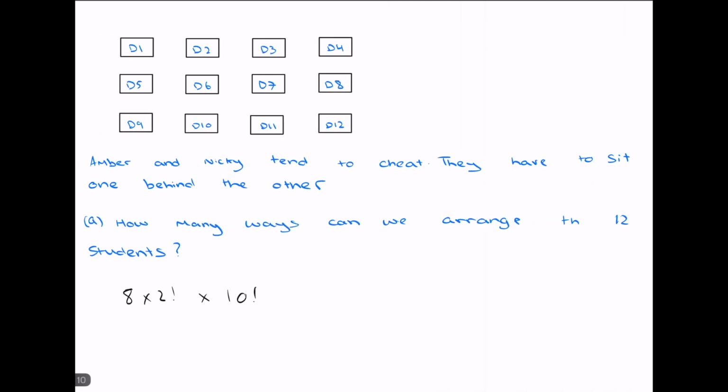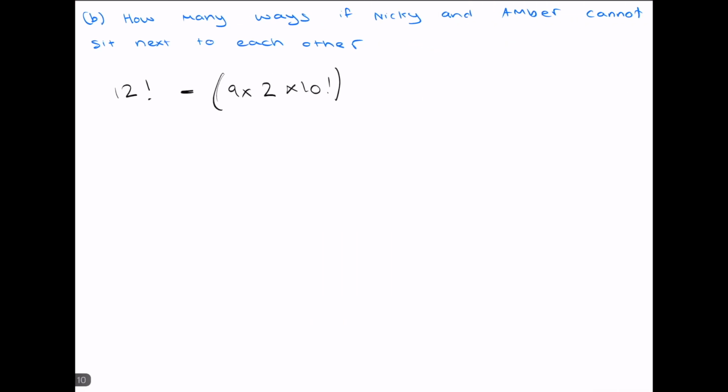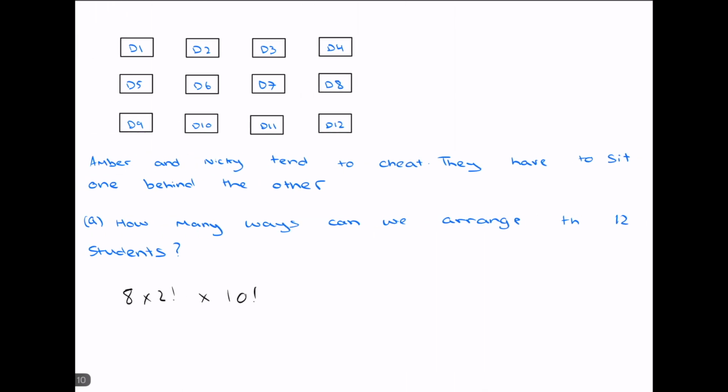But now you must be asking, how come we didn't do that for part A? Well, in part A, we're just asking how many ways. So we already know that they have to sit one behind the other, and we're just asking how many ways they can arrange the 12 students. But in part B, it says, how many ways if Nikki and Amber cannot sit next to each other? So we have to find the possibilities of them sitting together, and then subtract it from the total possibilities.